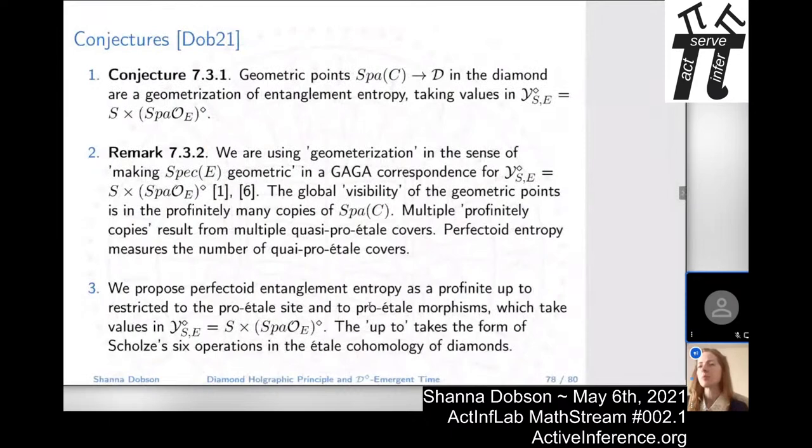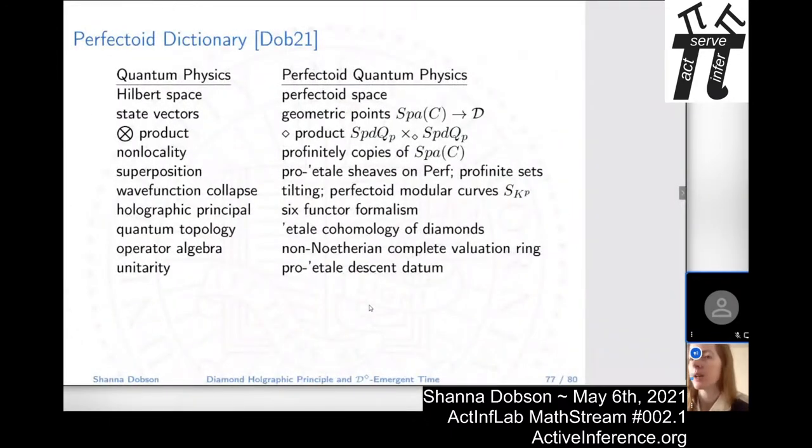So I came up with this dictionary between ordinary quantum mechanics and perfectoid quantum mechanics. Upgrade the Hilbert space, which is a complete inner product space, and make it a perfectoid space, the sort of strange fractal space. Replace state vectors with geometric points, and the tensor product with the diamond product. The non-locality phenomena, maybe it's the profinitely many copies of Spa C.